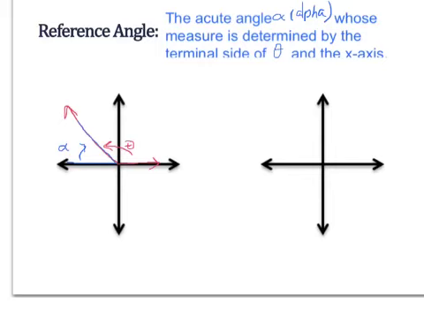Well, let's look at another one, and I'm going to make a clockwise angle for a negative angle, and I'm going to make it coterminal with the first one. That means theta comes around right there. Now, let's start again with the definition. The measure is determined by the terminal side of theta, it's right here, and the x-axis. So look at that. They have the same alpha because they are coterminal, which means they have the same reference angle.